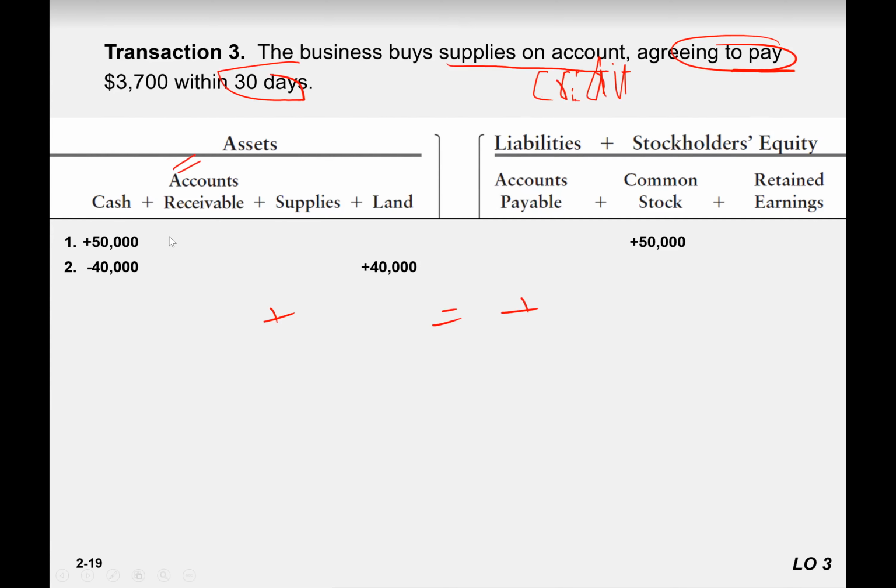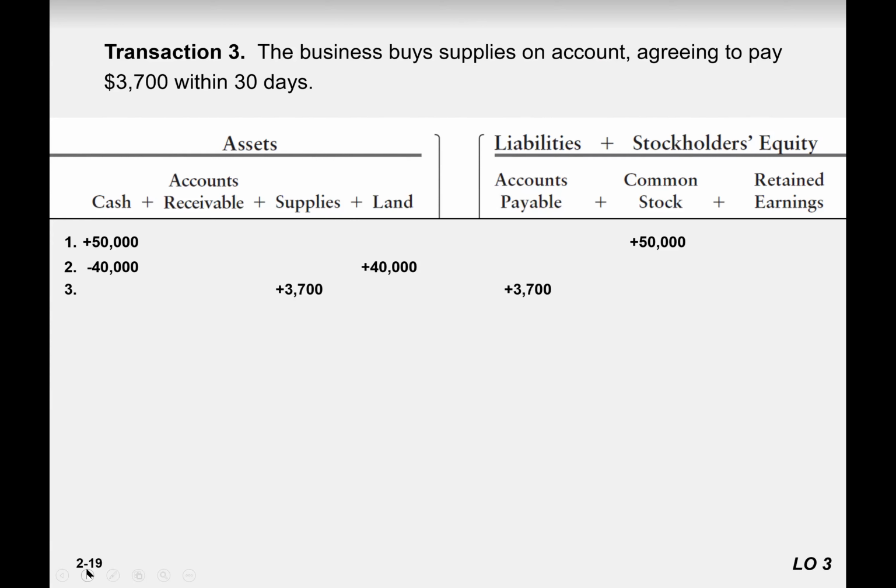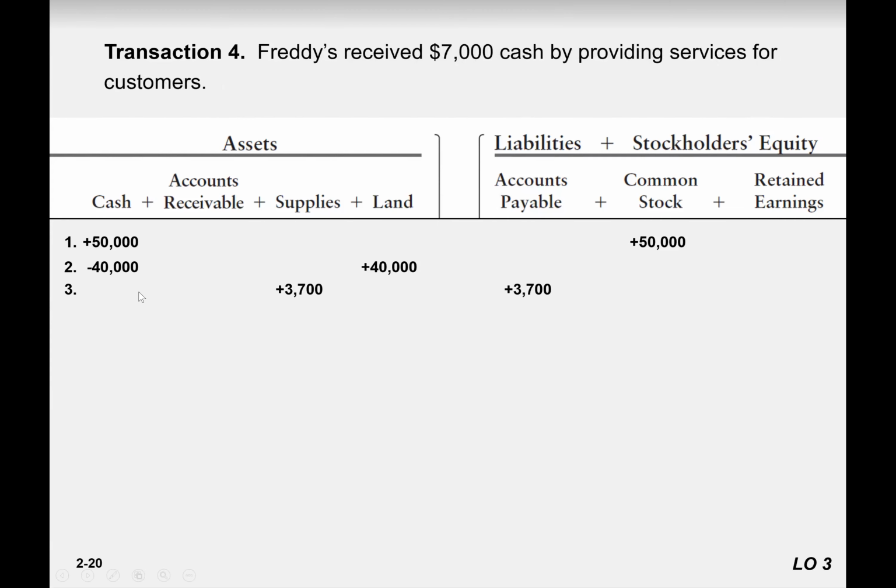So look at here. Supplies increased, accounts payable increased. Any question? Okay. Transaction 4. Fred has received 7,000 cash by providing services for customers. Now, tell me what we should do with transaction 4. Write it down, transaction 4 here.